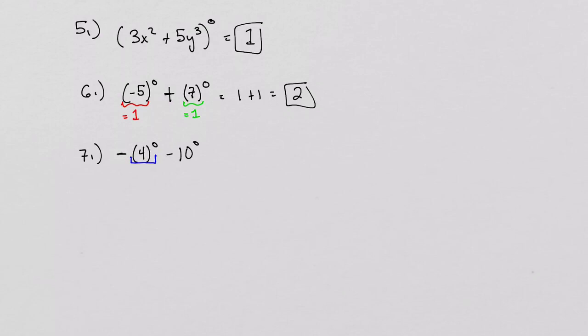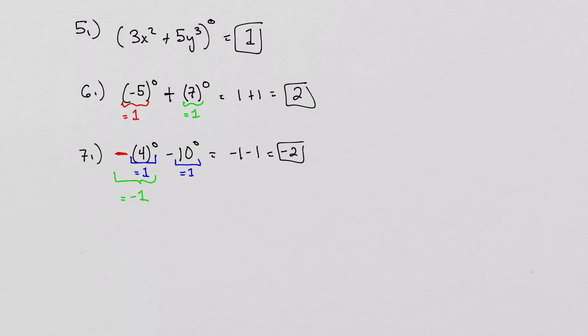So 4 raised to the 0 is just equal to 1, but we still have this minus sign right there. So that's going to be this entire expression right here. This is equal to negative 1. So negative, parentheses, 4 raised to the 0 is actually equal to negative 1. And then 10 to the 0 is just 1. So what we have here is negative 1 minus 1, which is negative 2.